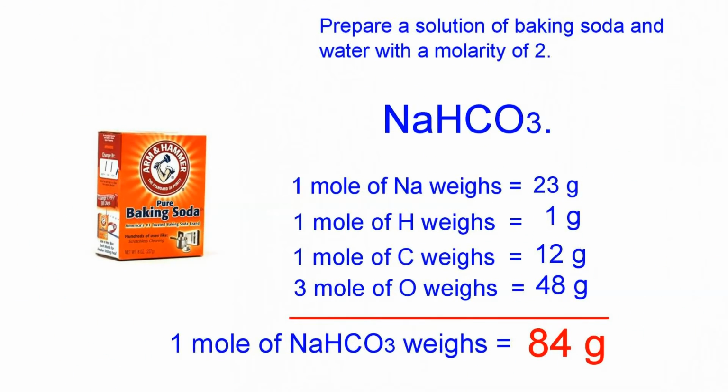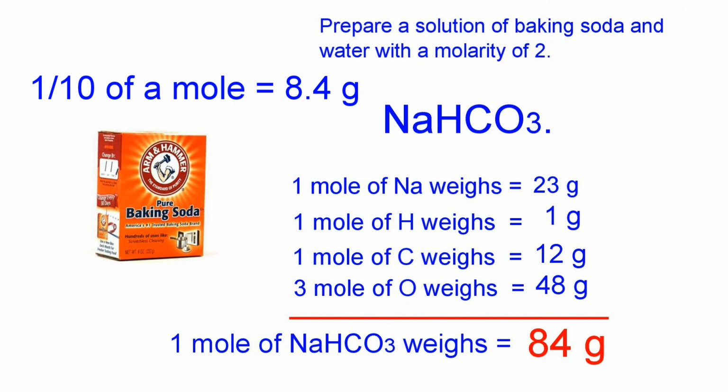So let's go back to the whiteboard, and this time let's calculate the weight of 1/10 of a mole of baking soda, which is very easy to do. We just move the decimal point 1 place to the left. So if the weight of 1 mole of baking soda is 84 grams, 1/10 of a mole of baking soda will weigh 8.4 grams.